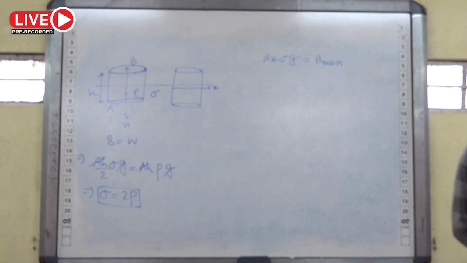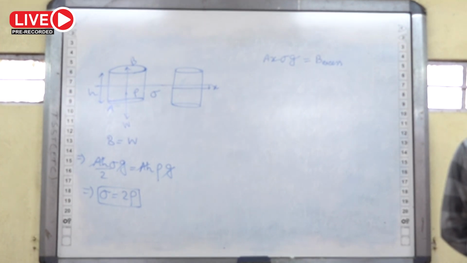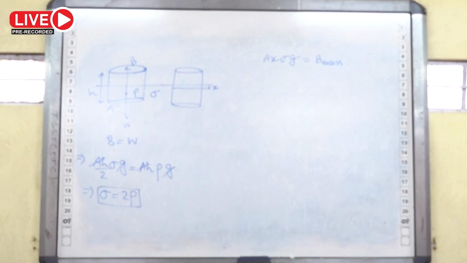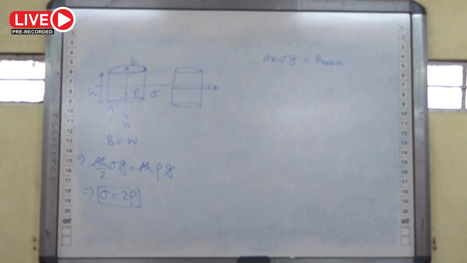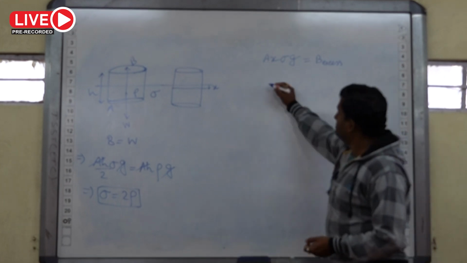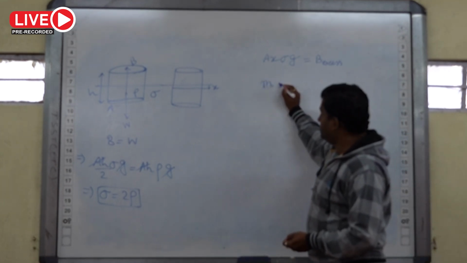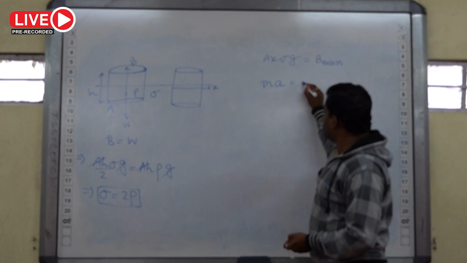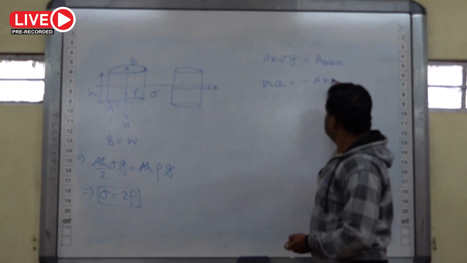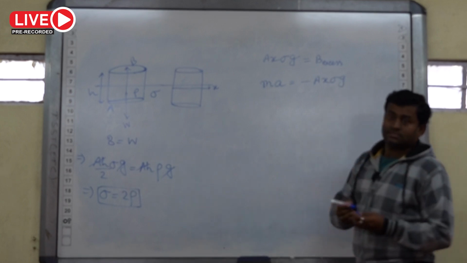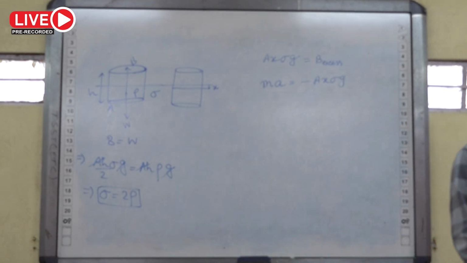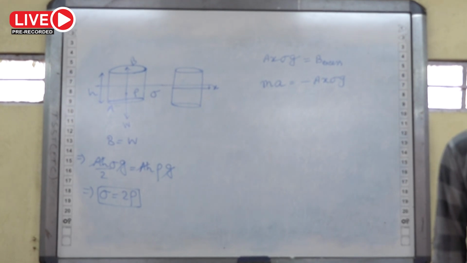Now this excess buoyant force will act in the upward direction to move it towards the equilibrium. Equilibrium means half immersed condition. Clear? So excess buoyant force is behaving like restoring force. So from Newton's law you can write MA equal to minus AX sigma G. Since it is restoring, the minus sign will come.